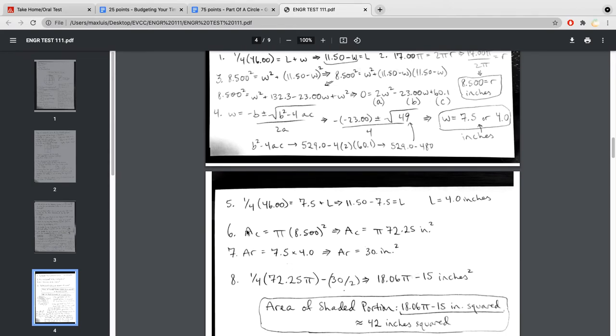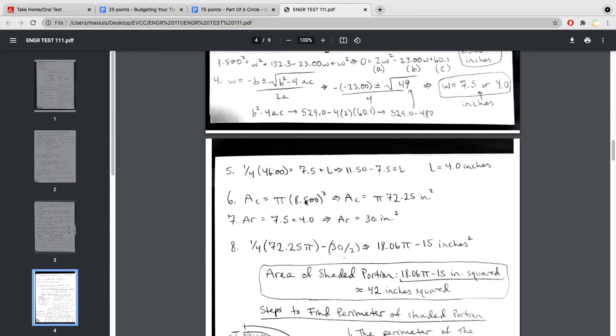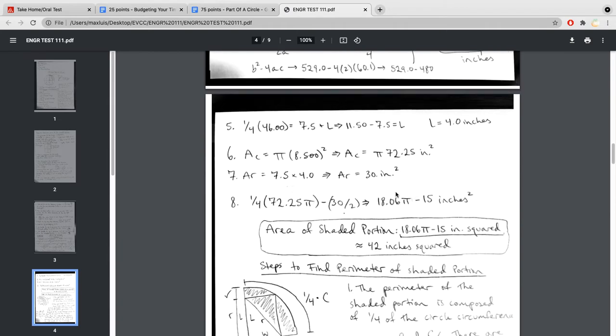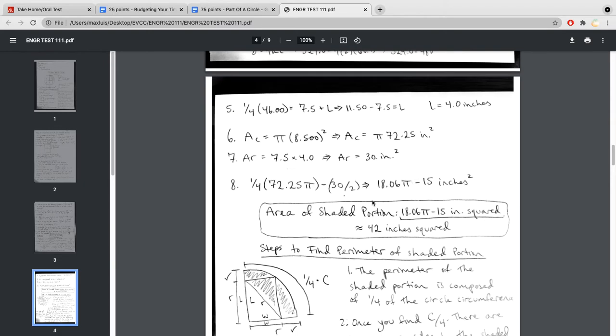So right here, I'm finding the area of the circle, and that is just pi r squared. Radius is 8.500. So we get the area of the circle, keeping the pi in there because that's what the problem asks for, is 72.25 inches squared times pi. The area of the rectangle, which is width times length, is equal to 30 inches squared, because 2 sig figs times 2 sig figs will yield 2 sig figs.